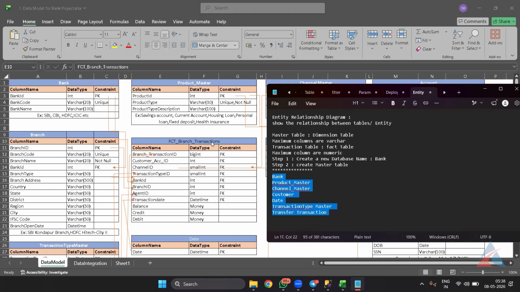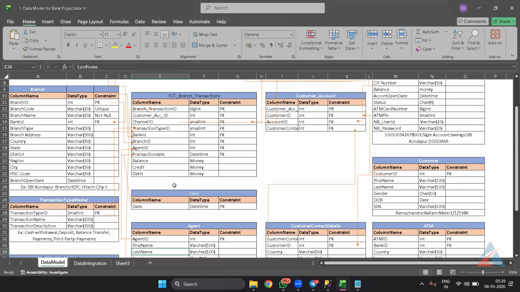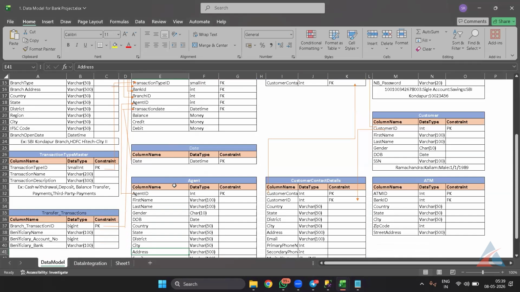Can you look at the FCT branch transaction table? The first one, right? Because now this is referencing the transfer transaction. The first one should be a foreign key, the branch transaction ID, or the arrow is wrong. I think the arrow is wrong. That's why I told you please create it. And if you find any correction, correct it in your Excel file, so I can adopt the correction from your side also.